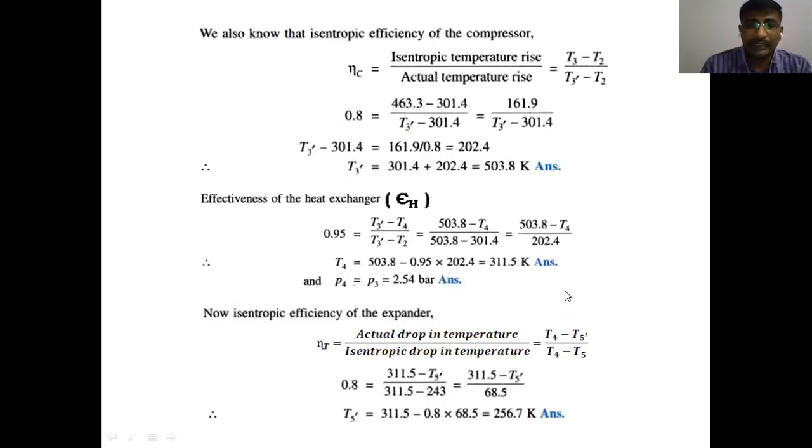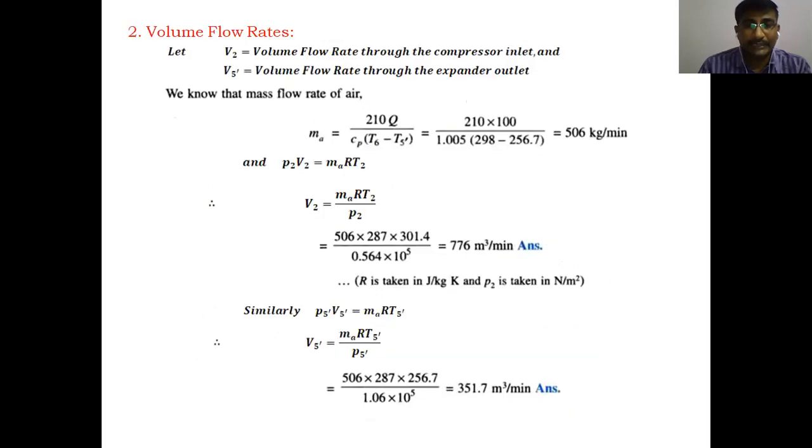If we convert bar into newtons per meter square or pascals, that is 0.564 into 10 to the power of 5. Then we will get the volume of air entering the compressor, that is 776 meter cube per minute. For every minute, this much volume of air is entering the compressor. Clear, students? Similarly, we can apply the ideal gas equation at the outlet of the expander.